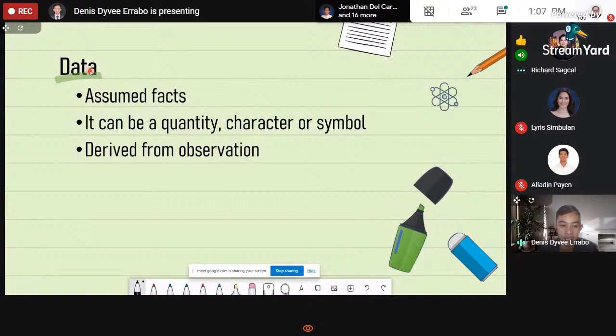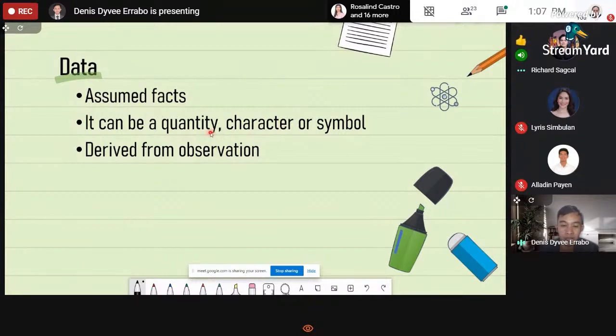So let's begin with data. When we talk about data, we have assumed facts, no? Facts can be tested by their validity, and facts can be determined by a certain value. And as I said, it's something that can be quantified. It could also be described qualitatively, so it could be in the form of a character or symbol. Both quantitative variables and qualitative variables can be considered as data.